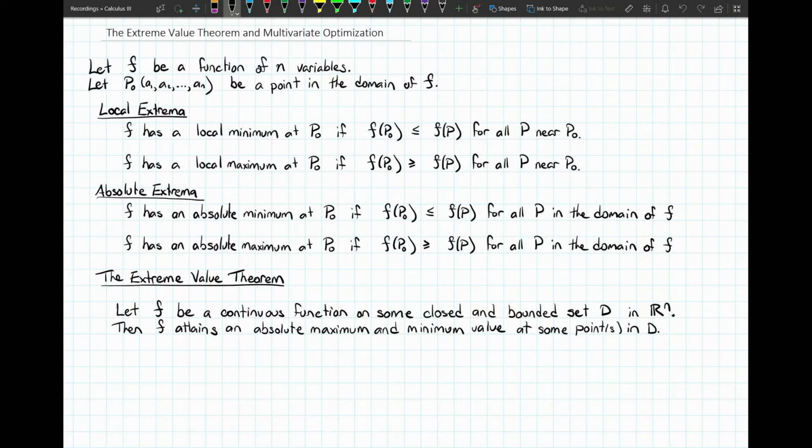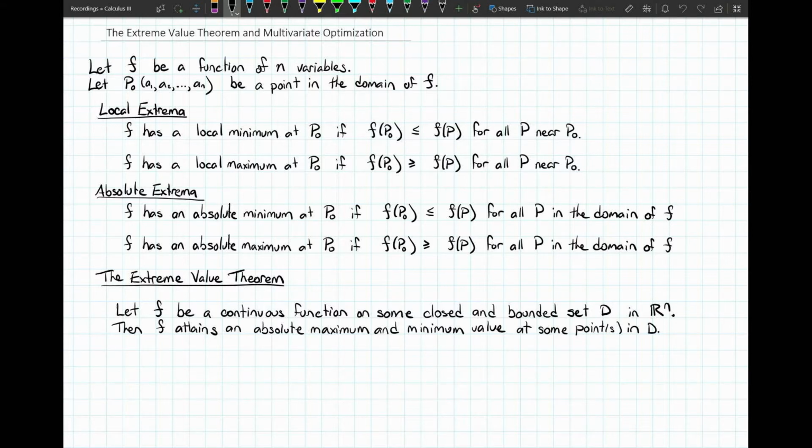Now, the extreme value theorem is something we've heard of before in single variable calculus. We need to have a continuous function over some closed interval. But now that we have a function of multiple variables, we're going to have a slightly different wording to that same theorem. Here we're going to let f be, again, a continuous function, no change there, but over some closed and bounded set D in n-dimensional space. That's quite different from our closed interval. Then, just like the conclusion of the extreme value theorem from single variable calculus, we are guaranteed that f attains an absolute maximum and minimum value at some points in that set.